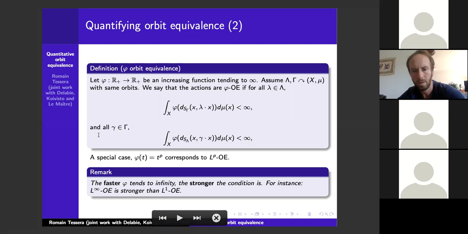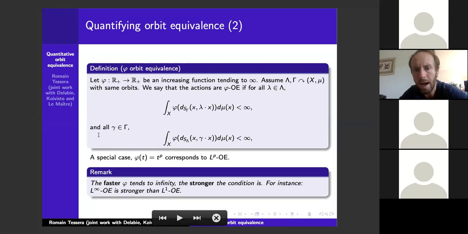This was my confusion. Can you repeat? Sorry, if you ask phi to be constant. So x to lambda x, the distance is constant. Doesn't matter what x is, right? If you put phi a constant function. Yeah, you put phi equal to 1.